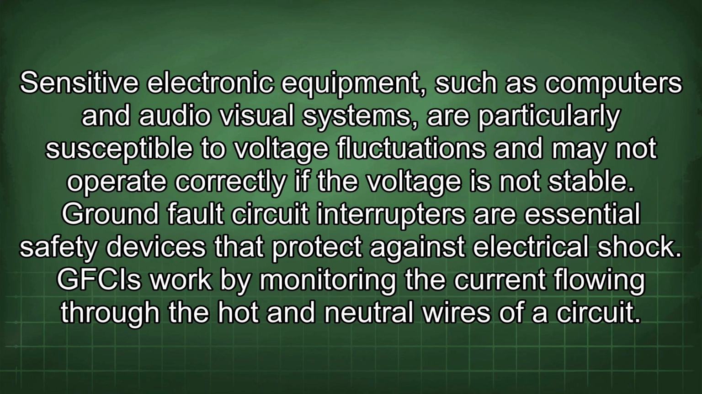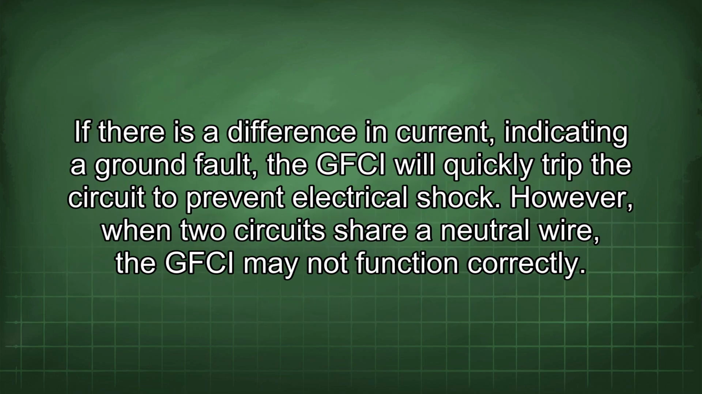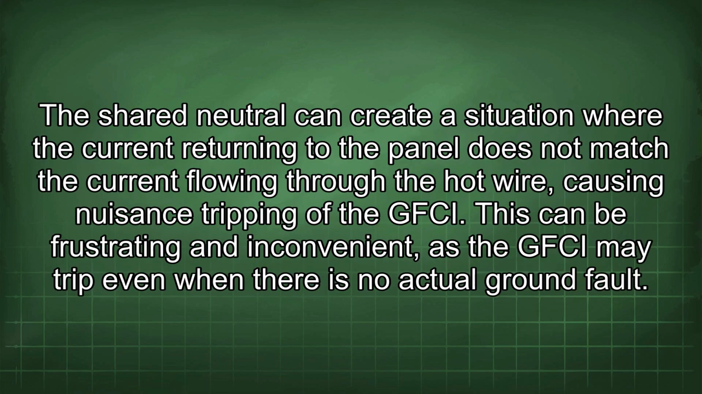Ground fault circuit interrupters are essential safety devices that protect against electrical shock. GFCIs work by monitoring the current flowing through the hot and neutral wires of a circuit. If there is a difference in current indicating a ground fault, the GFCI will quickly trip the circuit to prevent electrical shock. However, when two circuits share a neutral wire, the GFCI may not function correctly. The shared neutral can create a situation where the current returning to the panel does not match the current flowing through the hot wire, causing nuisance tripping of the GFCI. This can be frustrating and inconvenient, as the GFCI may trip even when there is no actual ground fault.